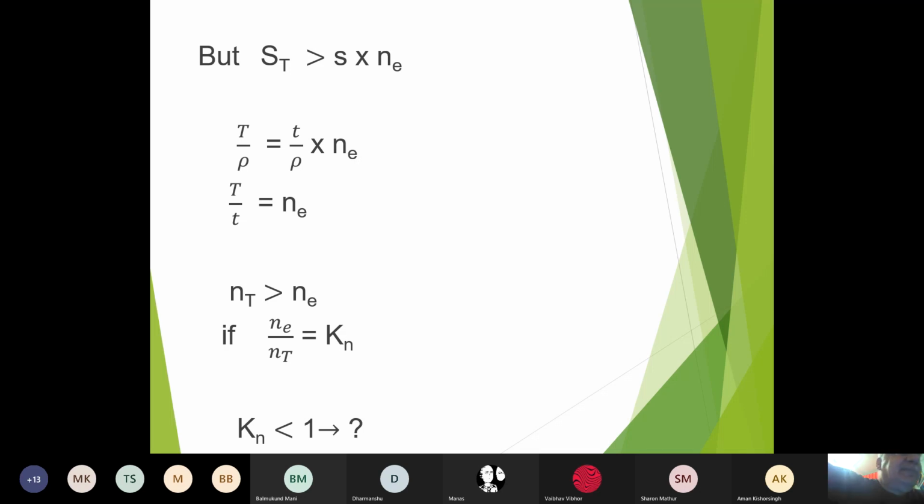Anybody can tell? Question is clear? Because I'm trying to see the significance of this factor Kn, how this information related to Kn can be exploited for our further knowledge about yarn.